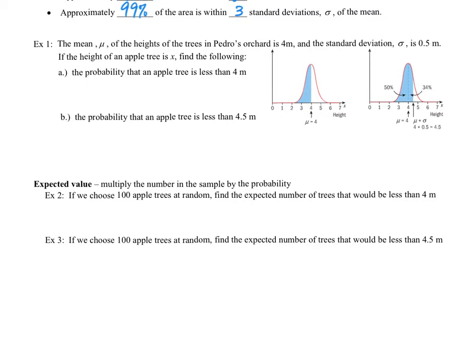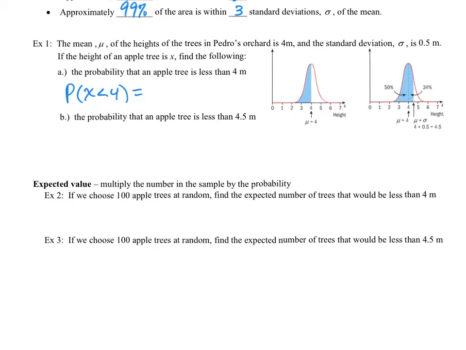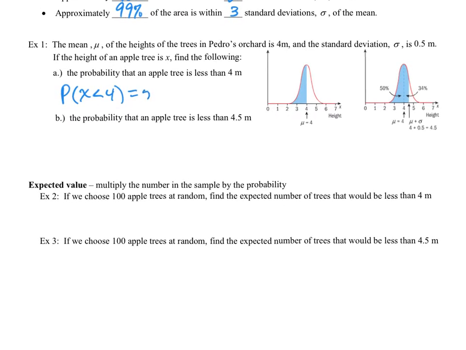We're going to write that probability like this. Remember x is the height of the tree, so the probability that x is less than 4 meters would be 50%, because as you look at the graph, the mean is 4, and 50% of the area under the curve would be to the left of the mean. So the probability of the height of the tree being less than 4 would be 50%.